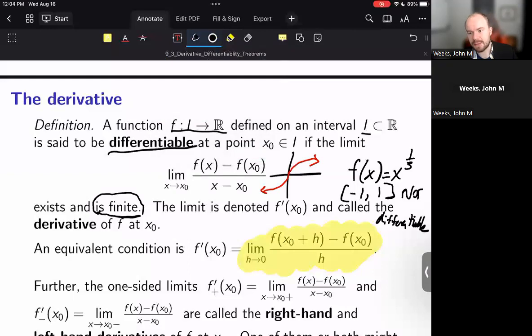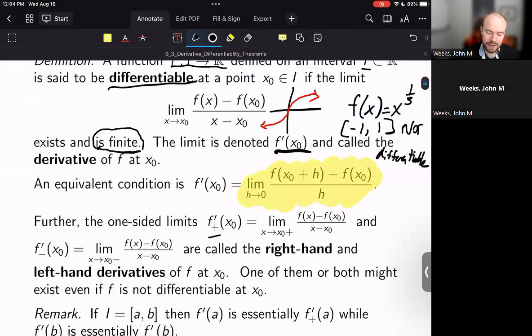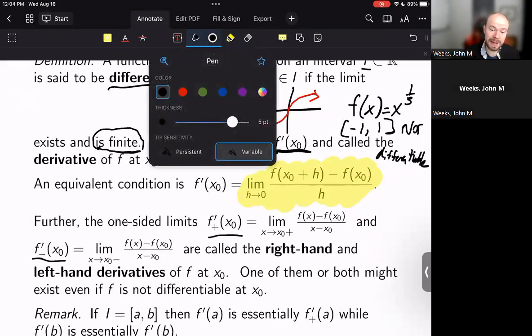Of course, if we had done something from 0 to 1, not including 0, that would have been extremely fine as something being differentiable. We're going to denote this limit as f prime of x naught and call it the derivative. We can also define one-sided limits here for right-hand and left-hand derivatives if we just take a look at right-handed and left-handed limits, respectively.